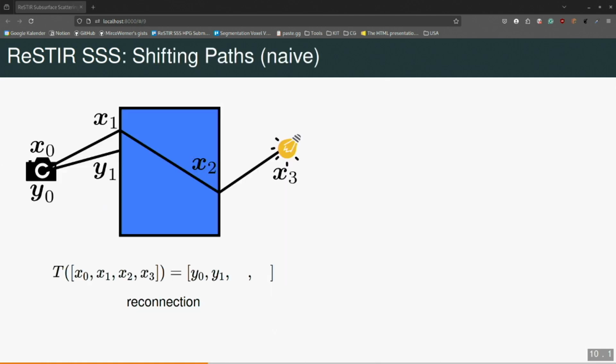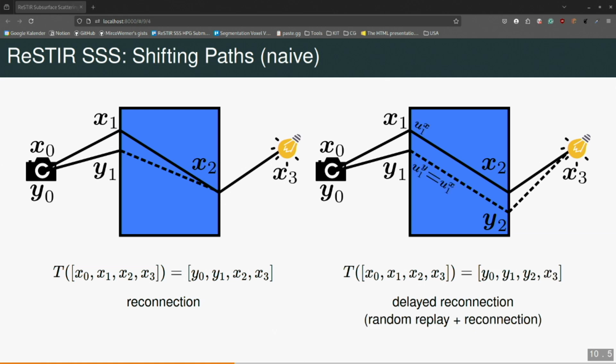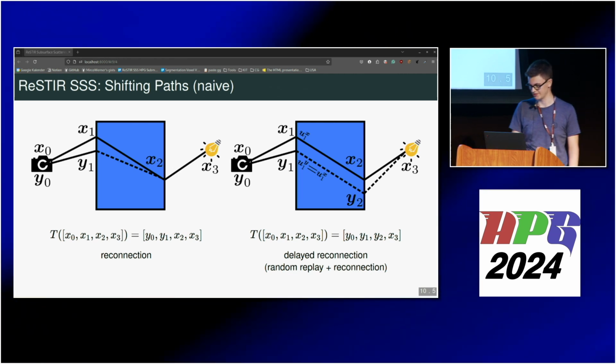So we've started by implementing two shifts that already exist in the ReSTIR literature. The first one is the reconnection shift, where we reconnect through the translucent object directly to the base path. In contrast to that, it's also possible that we delay this reconnection to one vertex later. And to generate this intermediate vertex on the translucent object, we can apply random replay. Random replay just copies the random numbers of the base path to achieve a similar sampling behavior. So we get a similar point on the translucent object when sampling.